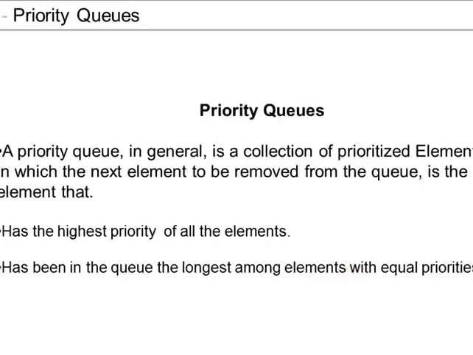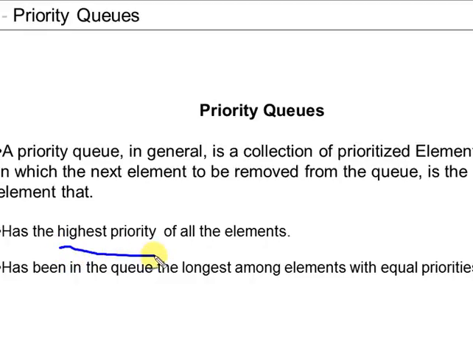Now, next topic in the queue is called priority queues. So, what exactly is a priority queue? A priority queue in general is a collection of prioritized elements in which the next element to be removed from the queue is the element that has highest priority of all elements. So, see about this point.